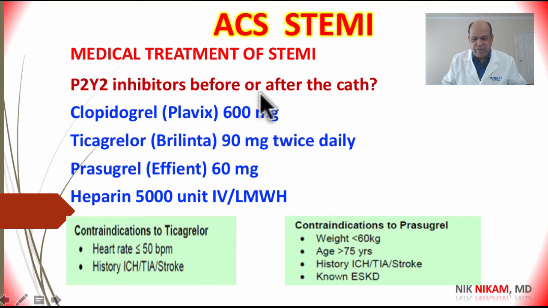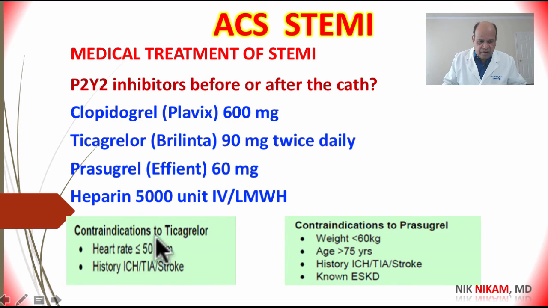P2Y12 inhibitors before or after the cardiac cath? It all depends. If the patient needs to go for surgery, then giving these agents can significantly increase the risk of bleeding. If you do decide to give, the patient should receive clopidogrel 600 milligrams or ticagrelor or Brilinta 90 milligrams or prasugrel 60 milligrams.